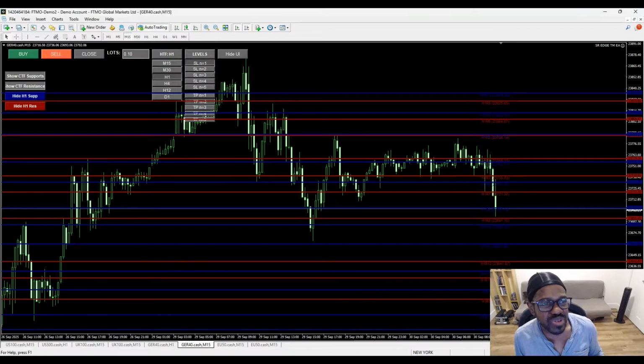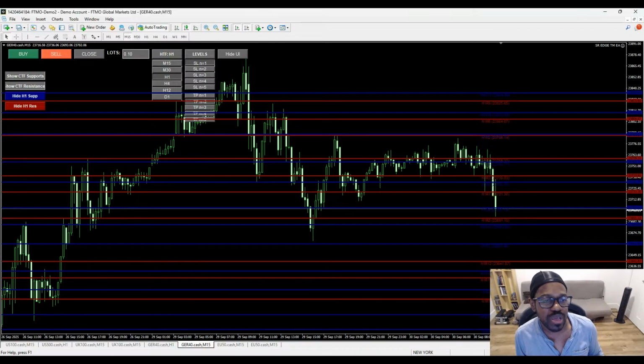So you're able to select your higher time frame. Right now we're looking at the 50-minute chart, and the higher time frame is the 1 hour, and all of the lines that you're seeing here, the support and resistance zones, are off of the 1 hour time frame. And also you're able to set up your stop loss and take profit. Those will be based off of your support and resistance zones.